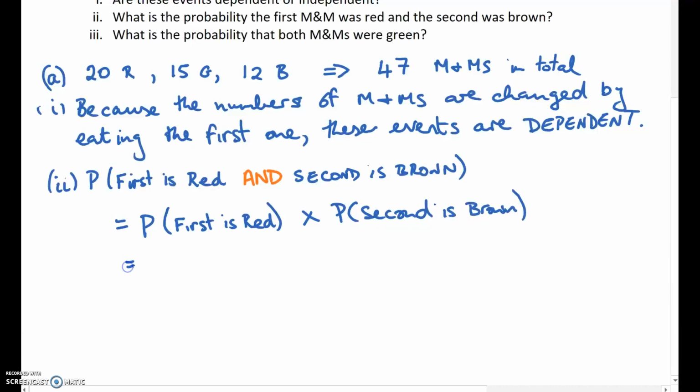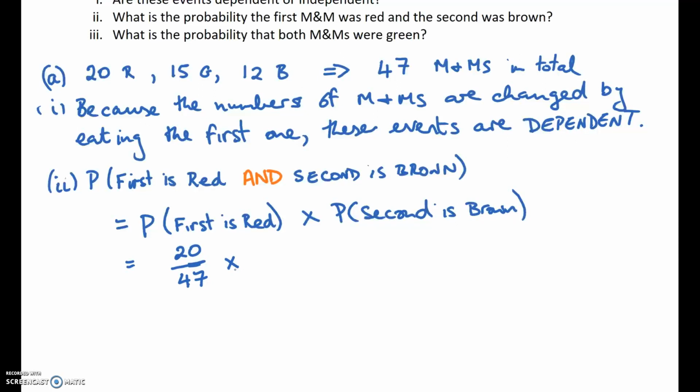Okay. Well, first one is red. Altogether, when the child starts, there were 47 M&Ms in there. Okay. And 20 of them were red. So out of the 47 possibilities, 20 would give us success. Success in getting a red. Okay. Now, what we have to assume is that the child ate a red one. Okay, so you assume that you got success on the first event.